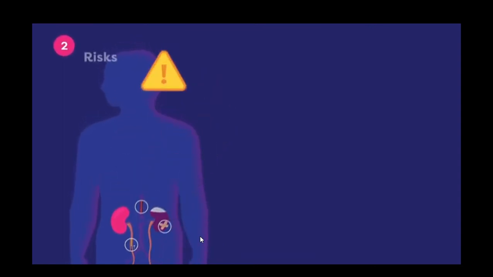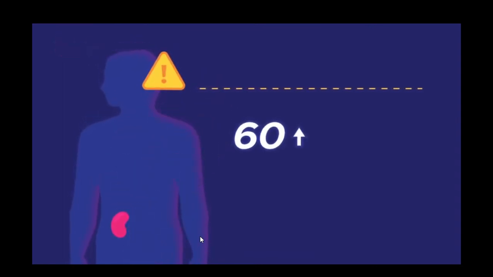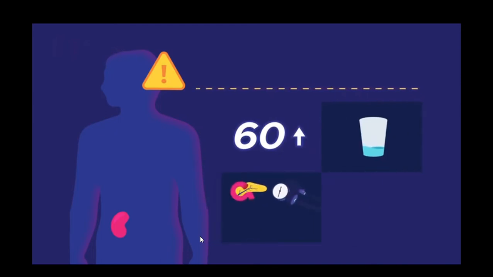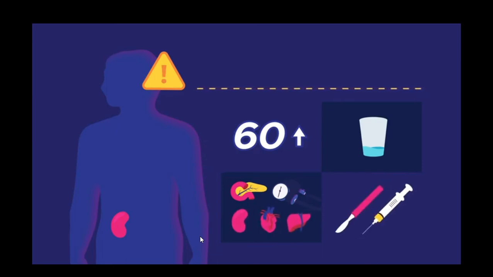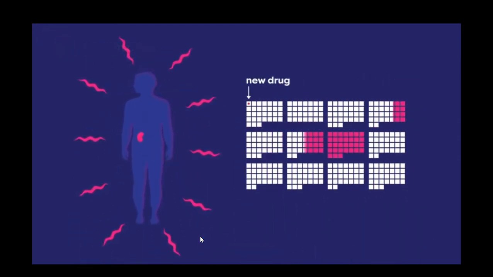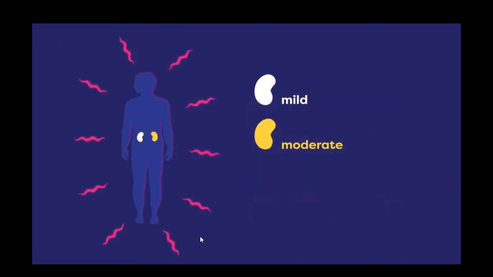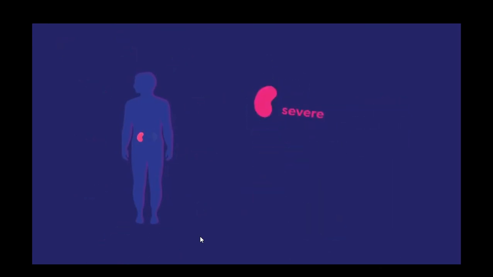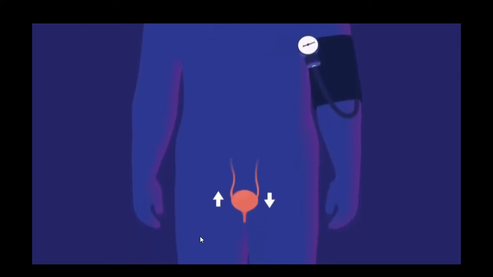Second, patients at higher risk may include those aged 60 or older, experiencing dehydration, with diabetes, high blood pressure, pre-existing kidney disease, heart failure, or liver failure, or having recently had surgery or a procedure that used contrast dye. Third, symptoms can occur days or months after starting a new drug. Most mild to moderate kidney injuries do not have any symptoms. People with a severe kidney injury may complain of feeling tired or confused, a sudden increase in blood pressure, a sudden change in urine output, or swollen ankles and weight gain from fluid.